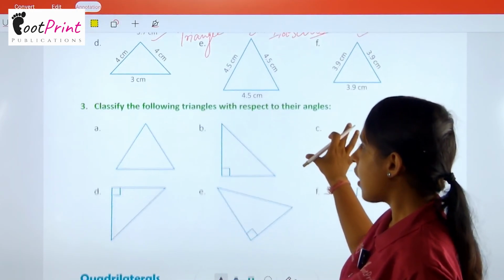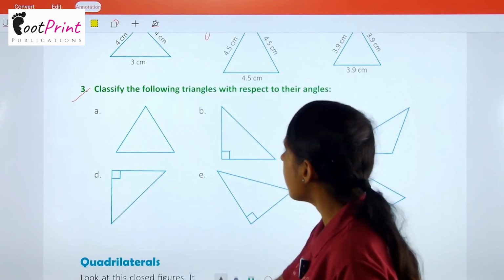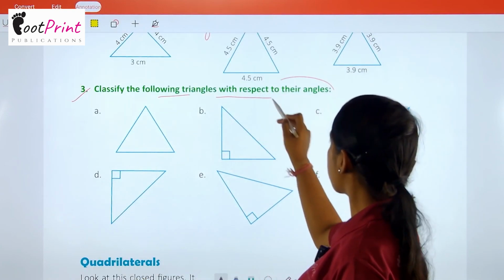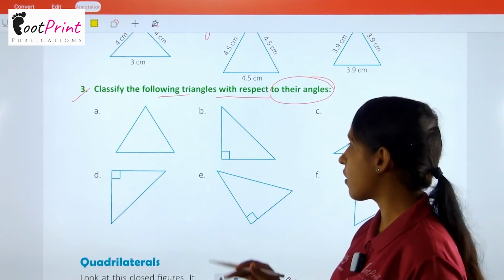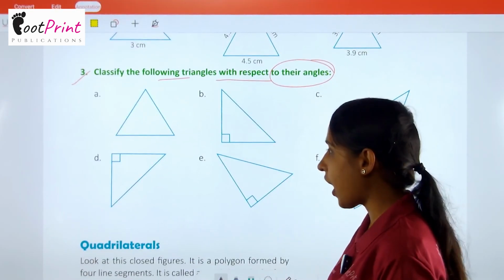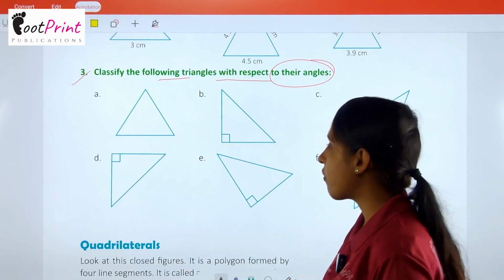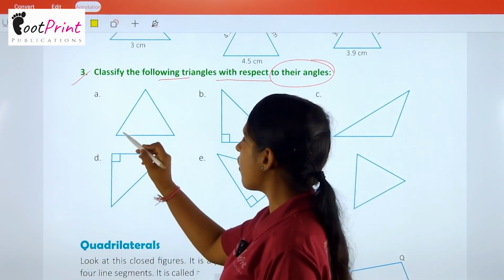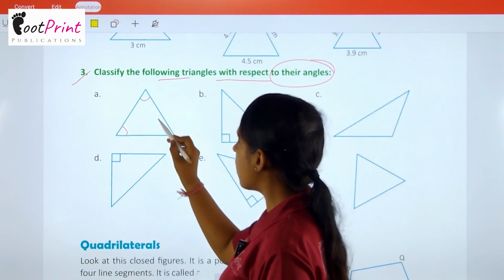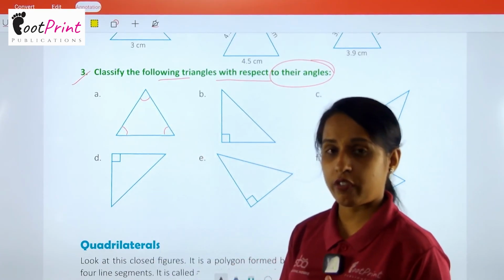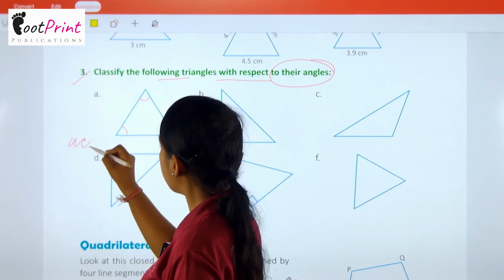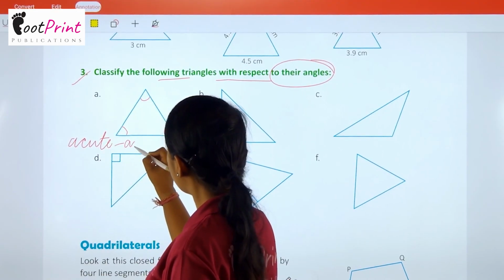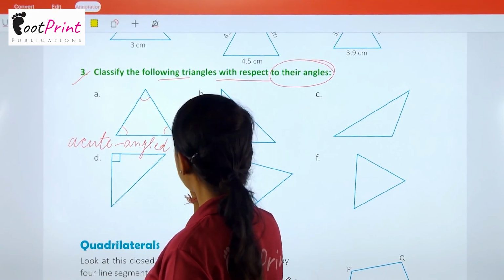Okay, next one is classify the following triangle with respect to their angles. Now we have to classify triangles on the basis of their angles. Angles के basis पे हमें classify और उनकी naming करनी है. So here we can see that all the angles are acute angle. So what will be the name of this triangle? This one is acute angle triangle. Acute angled triangle.